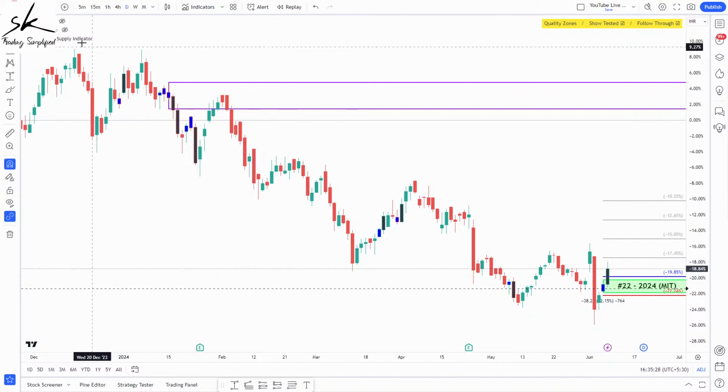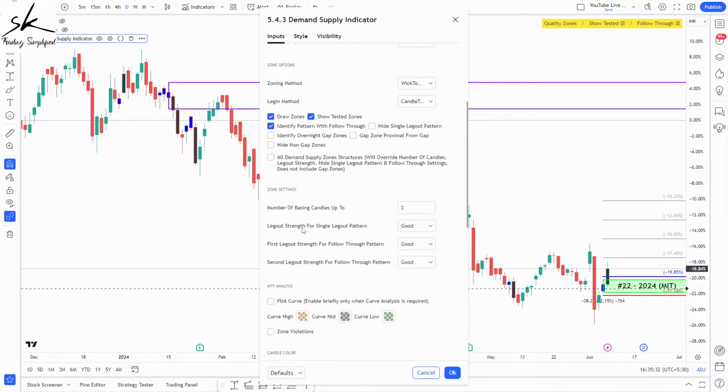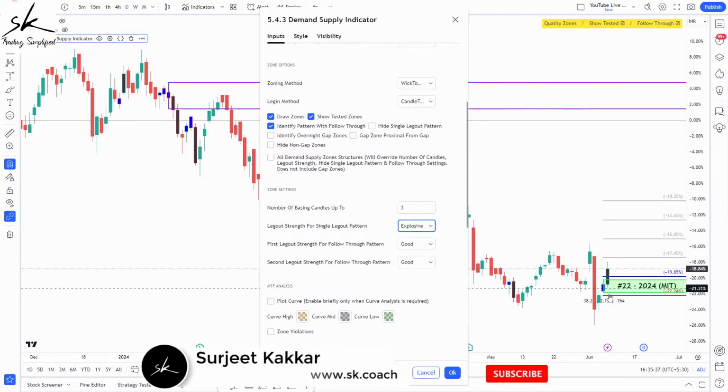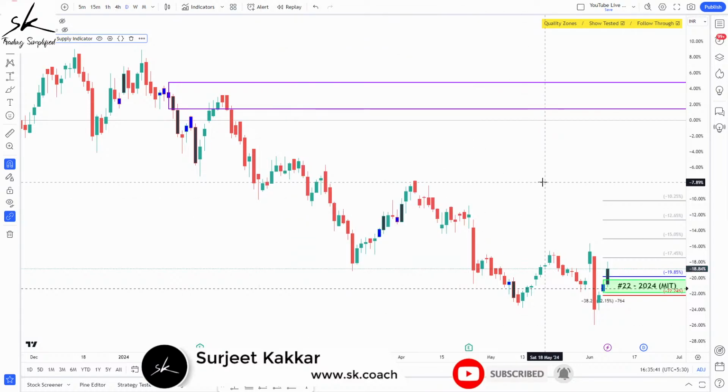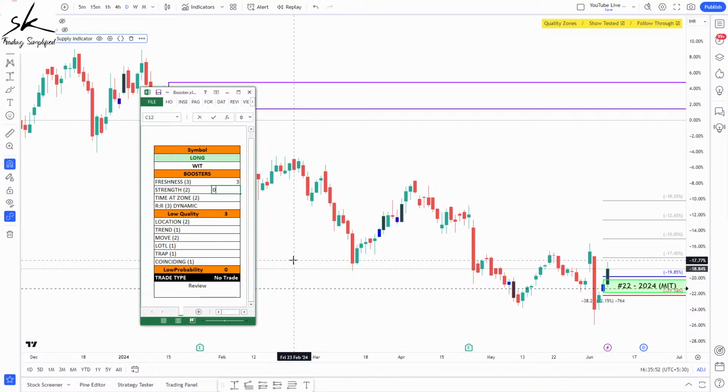If you talk about strength, you can see, because we are looking into some bigger time frames like dailies, here I keep my single leg out as good. If I change it to explosive, you will see it's not an explosive move. So since it is not explosive, I can't give it a score of 2. And even for a good move, I would like to see a follow through, right? So let's say on Monday we have a nice move to the upside, continuation of that move. Then I can give it a score of 1, but currently I'll give it a score of 0. Time at the zone, we only have one candle, gets a score of 3. Reward to risk ratio, we are taking it as an assumption, gets a score of 3.